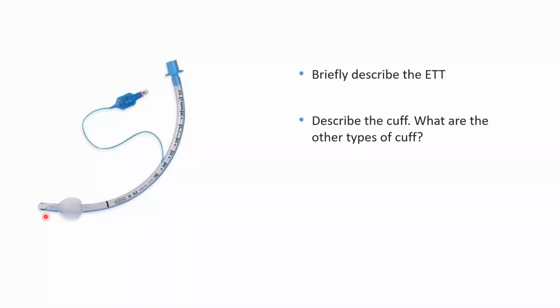So how would you define this cuff? Sir, it's a high volume, low pressure cuff. So what is the benefit? High volume, low pressure cuff is used in order to prevent cuff-related pressure necrosis. If it is a high pressure, it causes pressure necrosis of the tracheal mucosa. That's why we have changed it to high volume, low pressure.